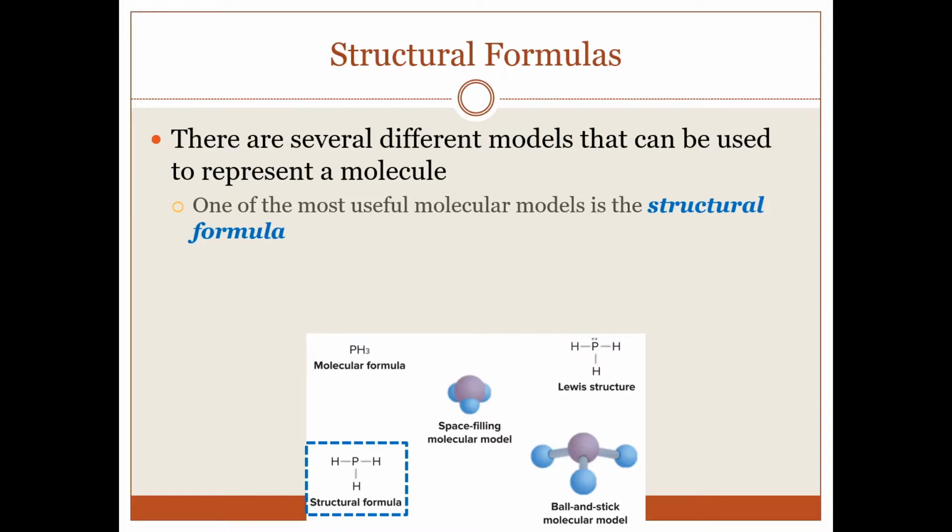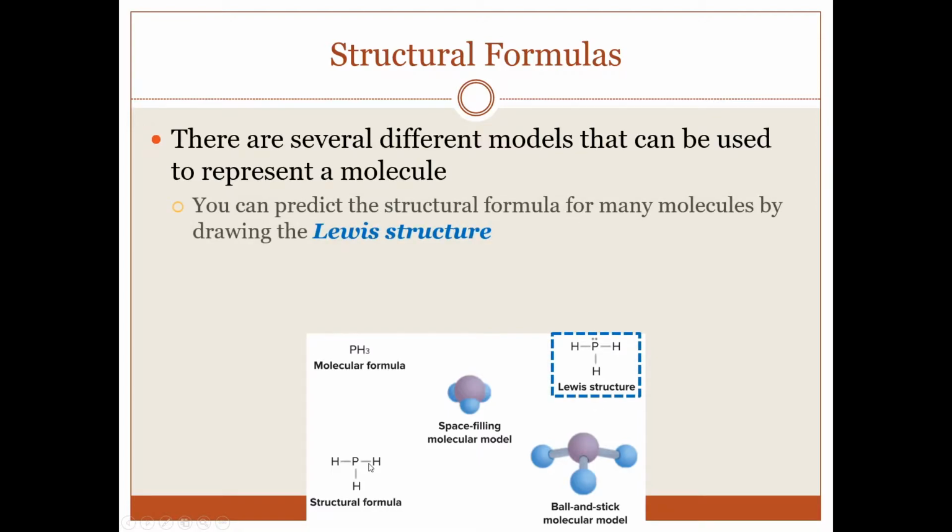One of the most useful molecular structures is the structural formula. For the structural formula, you have the element symbols connected by bonds. It uses letter symbols to represent the elements. For example, this P represents phosphorus, and it also shows lines to represent the bonds. Remember, you can predict the structural formula of any molecule by drawing the Lewis structure. So here's a Lewis structure. Here's phosphorus in the center, connected by these lines, which are the bonds. This pair of electrons up here is called a lone pair.